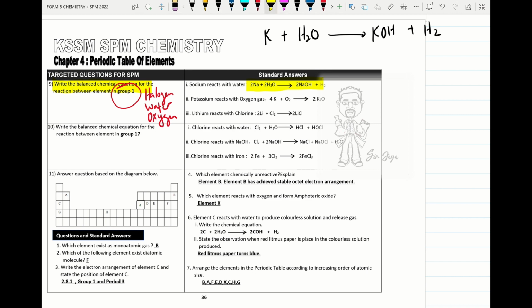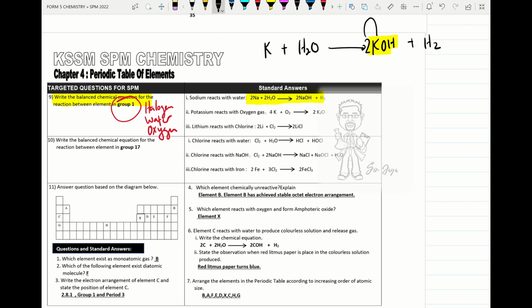How to balance this equation? So in front of potassium hydroxide, we try to put 2, then potassium 2, oxygen 2, hydrogen 2 plus 2, 4, hydrogen 4. Alright, so try to do more practice on this part. So we move on to the next one.